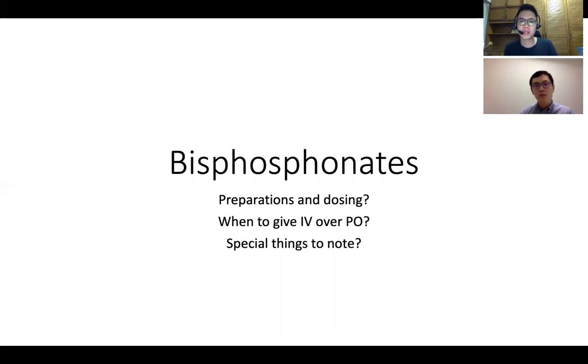So how do we decide between the two, and when do we give IV over oral? If you look at the oral bisphosphonates first, I think the daily versus weekly is sort of equivalent. From an adherence and compliance point of view, once a week dosing is well tolerated, and a lot of patients are quite compliant to taking a once a week medication.